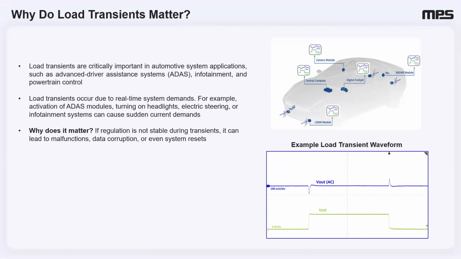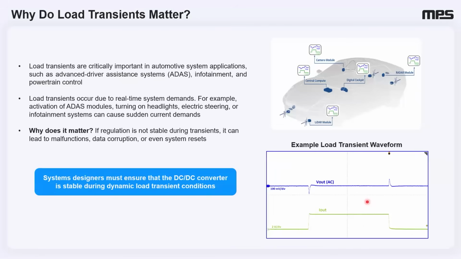in automotive environment. The diagram of the car here illustrates the multitude of modules. For example, cameras, radars, and central compute, all of which can draw sudden current, creating these very high fluctuating load transients. And on the right bottom, you can see an example load transient waveform with a sharp load step, which is represented in green. And you can see the voltage excursions like the undershoot and overshoot represented in blue. Therefore, it's absolutely crucial that system designers ensure their DC-DC converters are stable during dynamic load transient conditions.